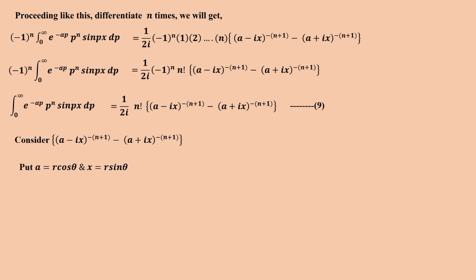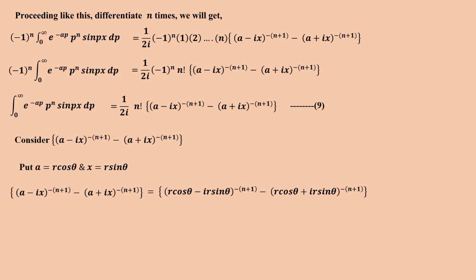So we put a = r cos θ and x = r sin θ. So (a - ix)^(-(n+1)) - (a + ix)^(-(n+1)) becomes (r cos θ - i r sin θ)^(-(n+1)) - (r cos θ + i r sin θ)^(-(n+1)). r is common, take it outside: r^(-(n+1)) into [(cos θ - i sin θ)^(-(n+1)) - (cos θ + i sin θ)^(-(n+1))].